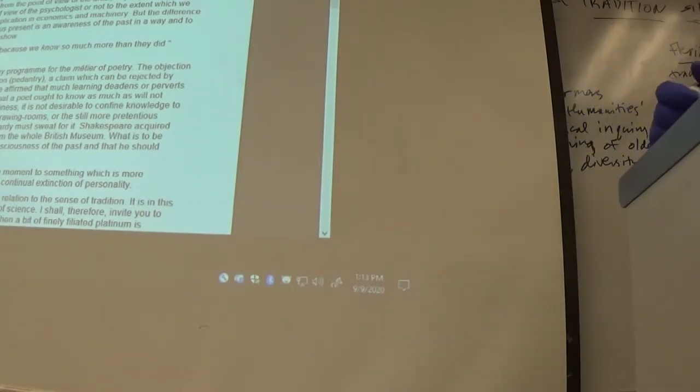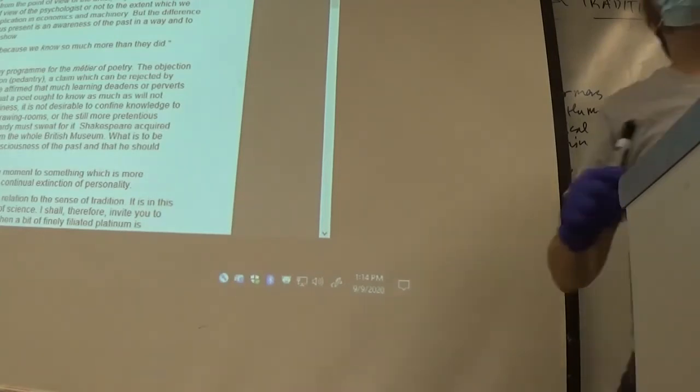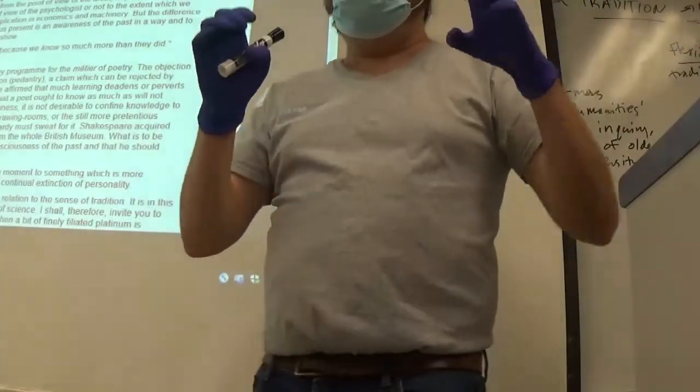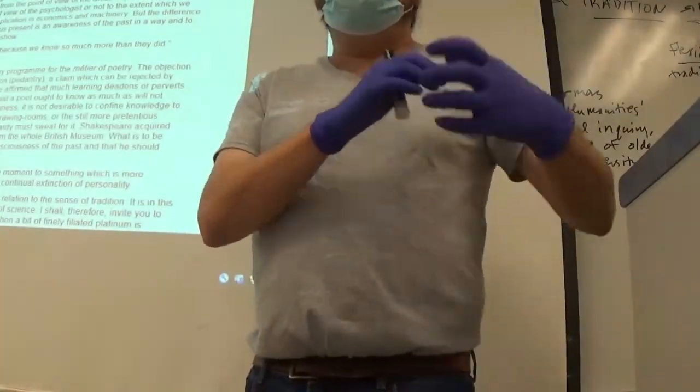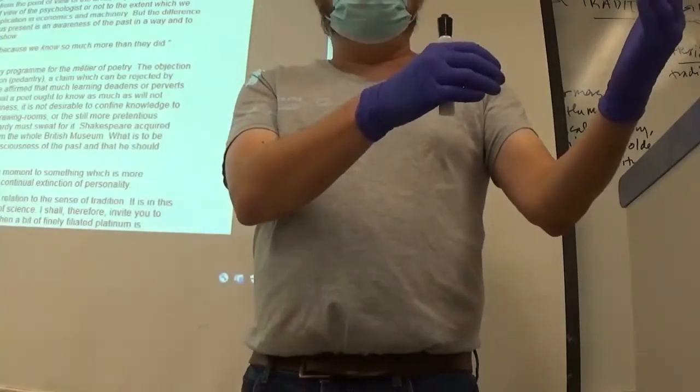"That this development, refinement perhaps, complication certainly, is not, from the point of view of the artist, any improvement, perhaps not even an improvement from the point of view of the psychologist, or not to the extent which we imagine, perhaps only in the end based upon a complication in economics and machinery. But the difference between the present and the past is that the conscious present is an awareness of the past in a way, and to an extent, which the past's awareness of itself cannot show." So the idea here being that in the present, we are more aware of the past than the past is of itself. Does that make sense?